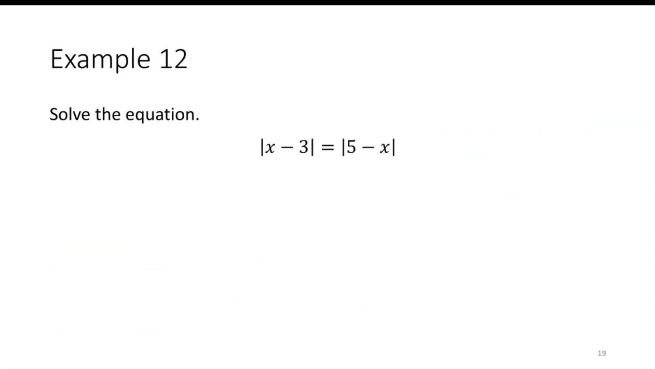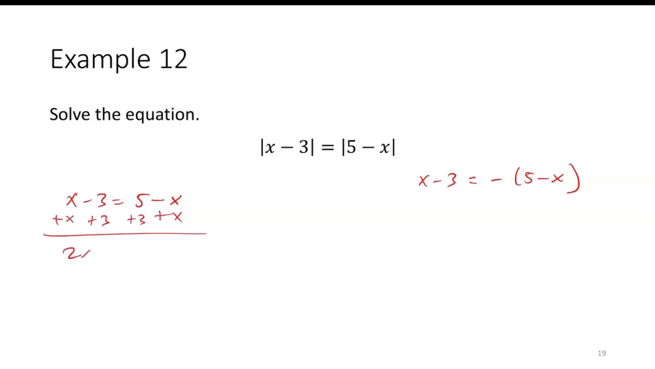Let's try another one. Let's say the absolute value of x minus 3 is equal to the absolute value of 5 minus x. So again, just rewrite it without the absolute value on one side and the negative of it on the other side. So x minus 3 is equal to 5 minus x, and x minus 3 equal to the negative of 5 minus x. So in this case, on the left, I would add x to both sides. And add 3 to both sides as well. So I have 2x is equal to 8. And so divide by 2, I get x equal to 4.